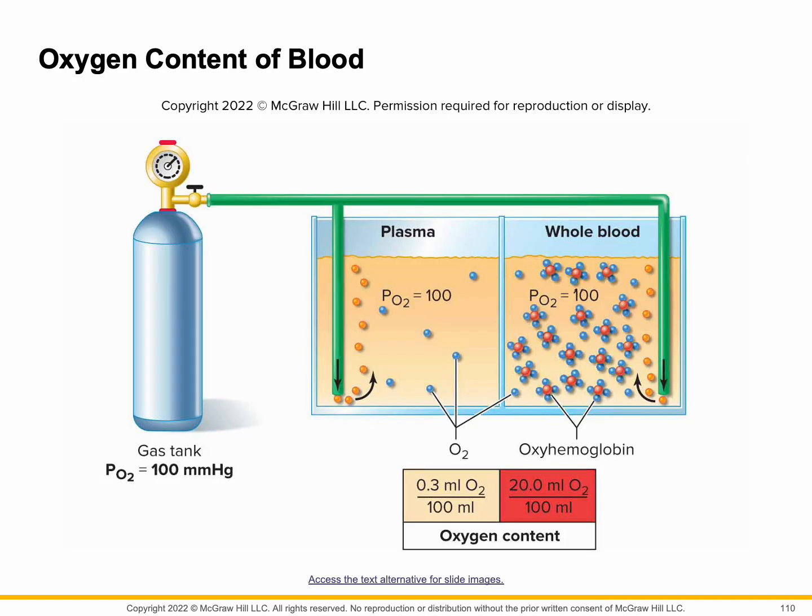We can see in this picture the gas tank has a partial pressure of oxygen of 100 millimeters of mercury. The plasma has oxygen pressure of 100 millimeters of mercury. The oxygen content is 0.3 milliliters of oxygen for 100 milliliters. The whole blood cell has oxyhemoglobin, partial pressure of oxygen of 100 millimeters of mercury, and the oxygen content is 20 milliliters of oxygen for 100 milliliters.